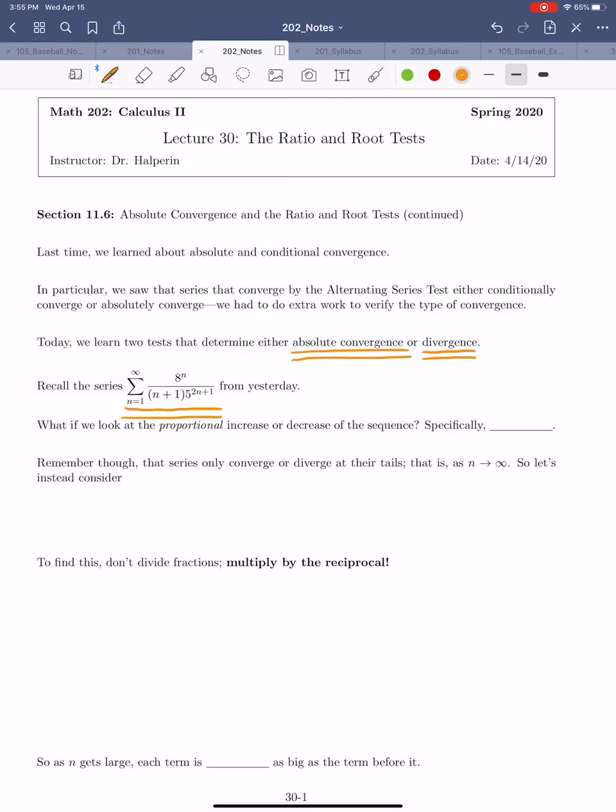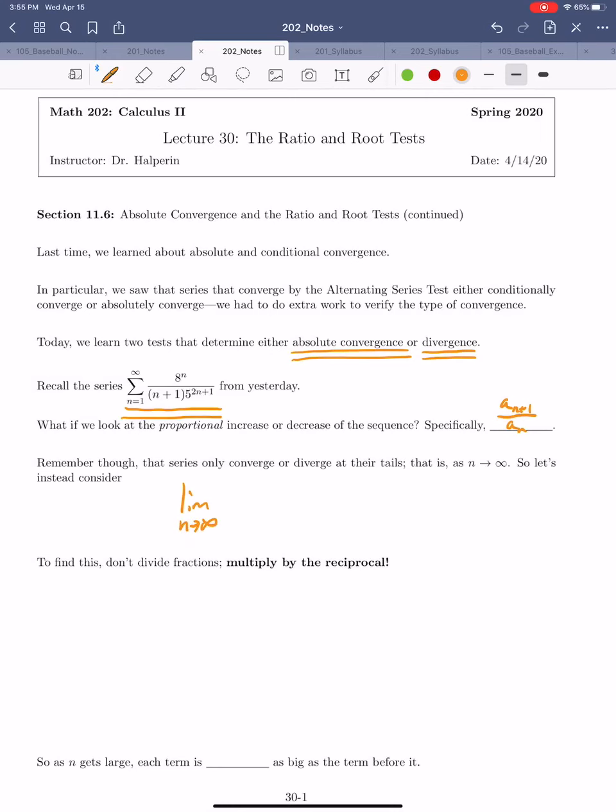So what we're going to do is approach this as the test suggests, by looking at the proportional increase or decrease of the sequence. In particular, we're going to look at the n plus first term of the sequence divided by the nth term of the sequence. Now, remember that we don't really care about the first few terms of a series. We don't even care about the first several terms of a series. We care about the behavior toward infinity, as n approaches infinity. So let's take the limit as n approaches infinity.